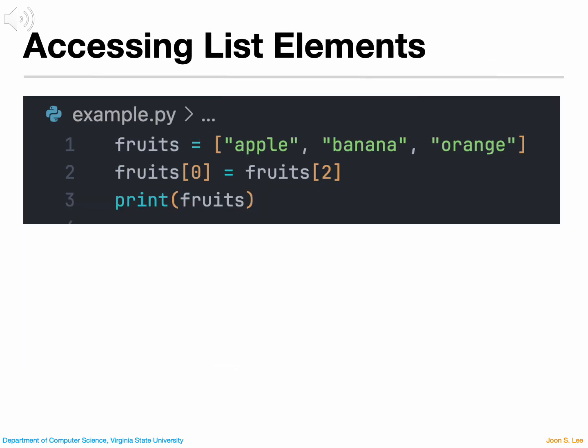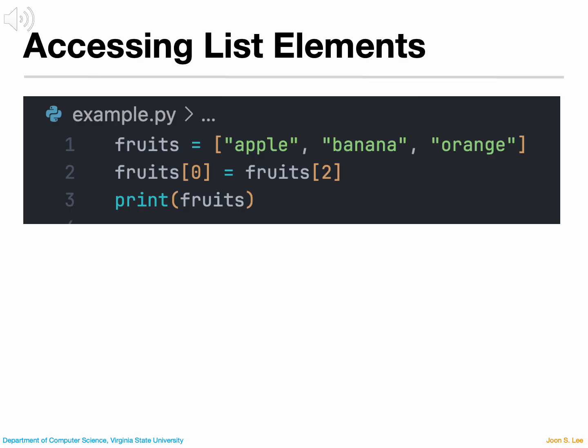Now that we know how to access list elements using indexes, let's look at something even more powerful. We can change the value of a specific element in a list. Here's what's happening in this example. We start with our familiar list, fruits. This list has 3 items: apple, banana, and orange. On line 2, we write, fruits at index 0 equals fruits at index 2.